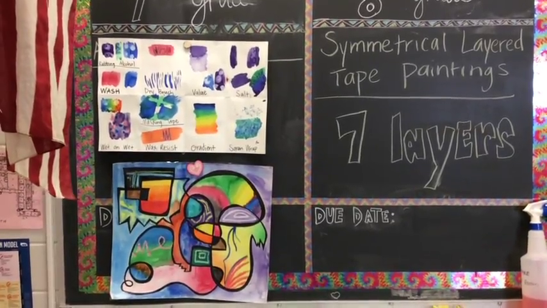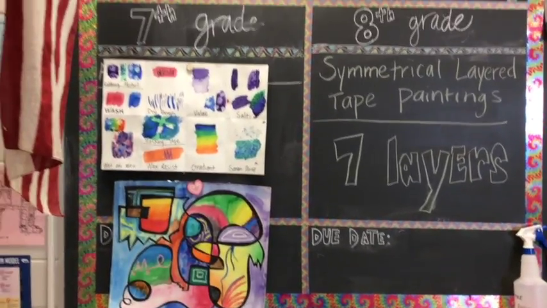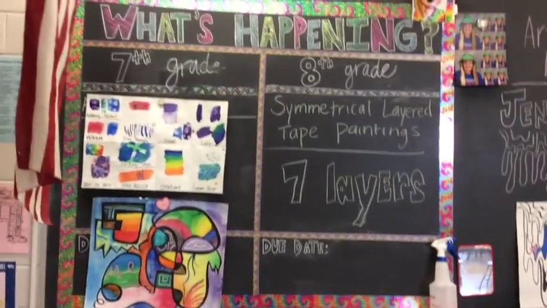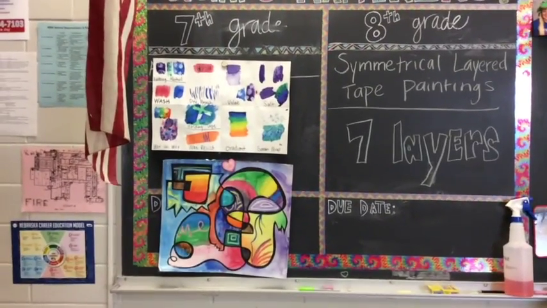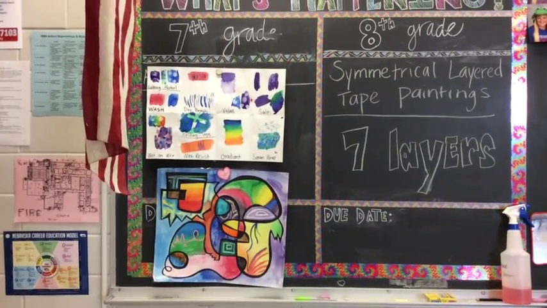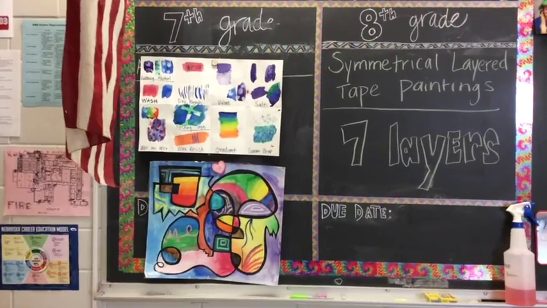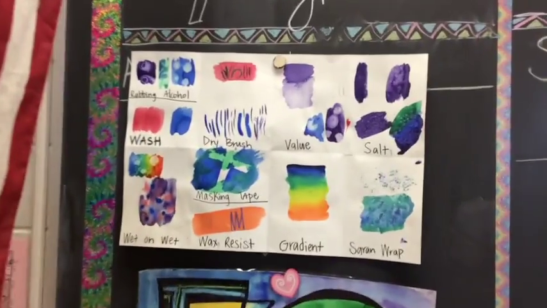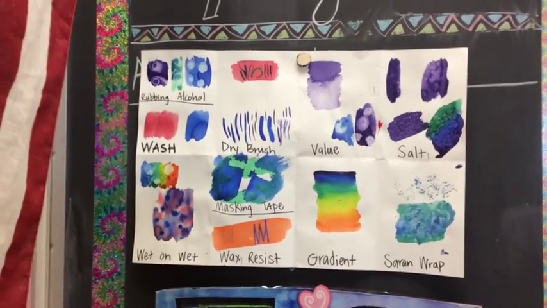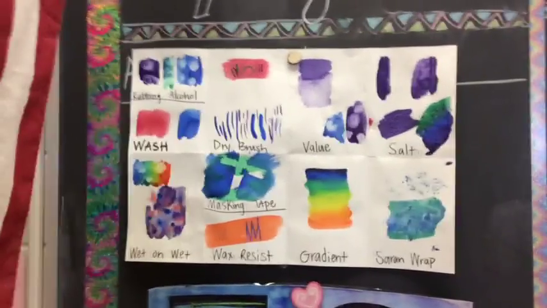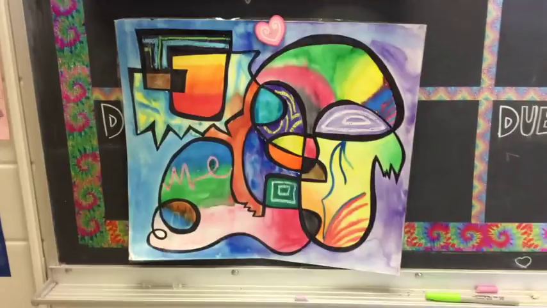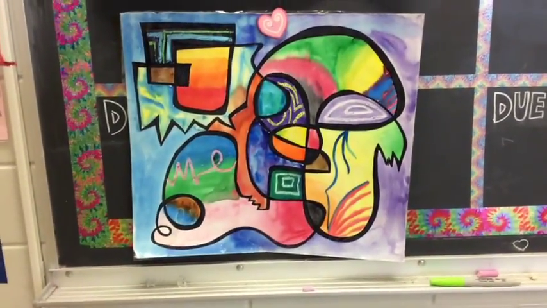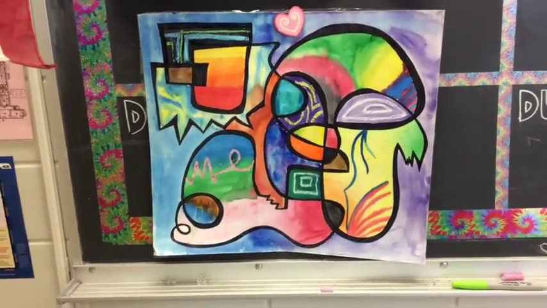All right, so if you check out the chalkboard here, where we have what's happening in 7th and 8th grade and a really awesome picture of me. But if we come back over here, I have the examples that we've been working on. So the first thing up here is the watercolor techniques that we've used, so you can check out those if you forget or want some different ideas. But underneath here is an example of what your final project might look like.